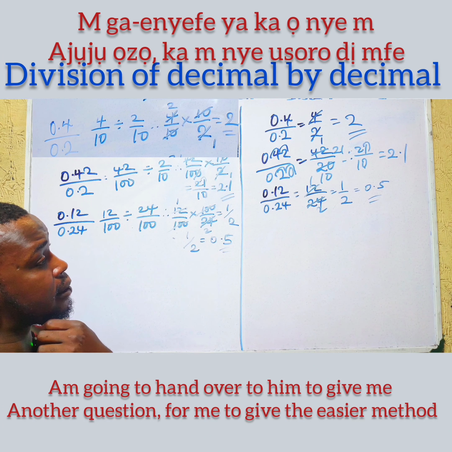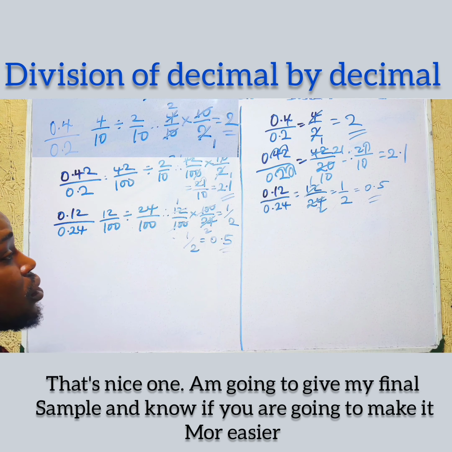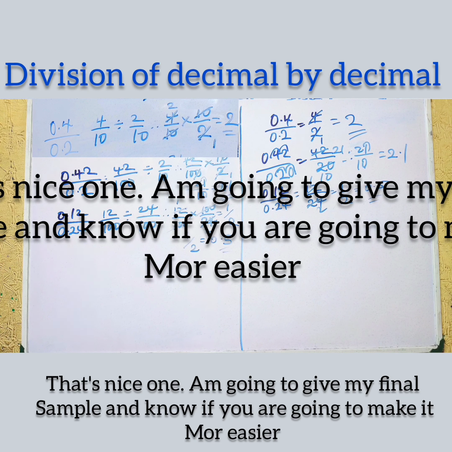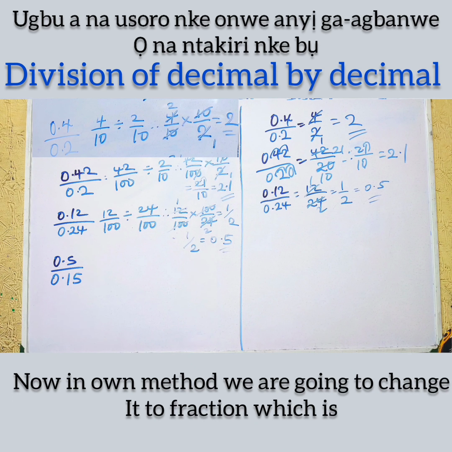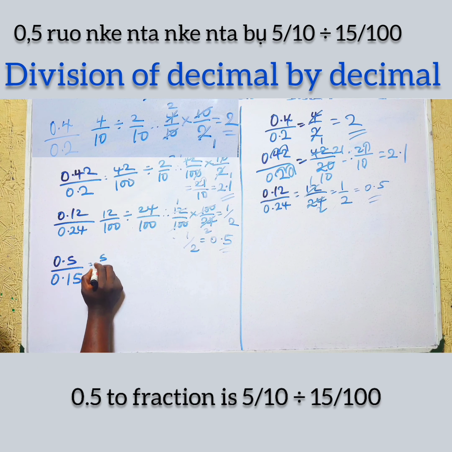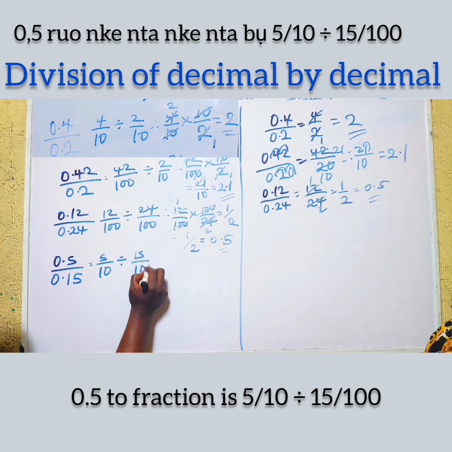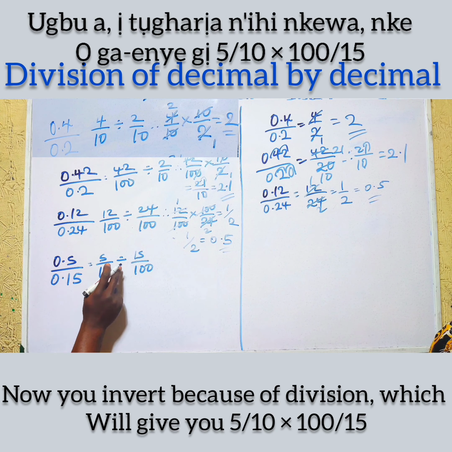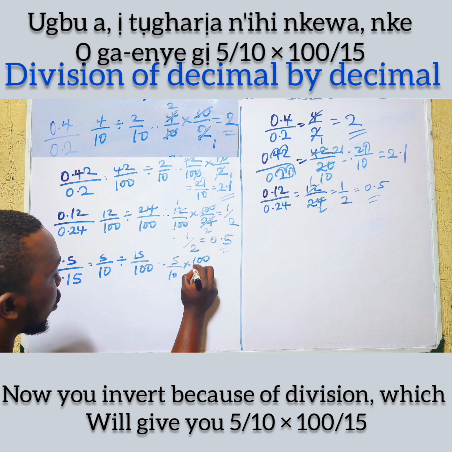Just pay attention. Wow, I can see that you are trying to make maths look easy. That's a nice one. I'm going to give my final sample and know if you are going to make it easier. And it says 0.5 divided by 0.15. Now, in my own method, you change it to a fraction, which gives you 0.5 as a fraction, 5 over 10 divided by 15 over 100. Now you invert because of division, which gives you 5 over 10 times 100 over 15.